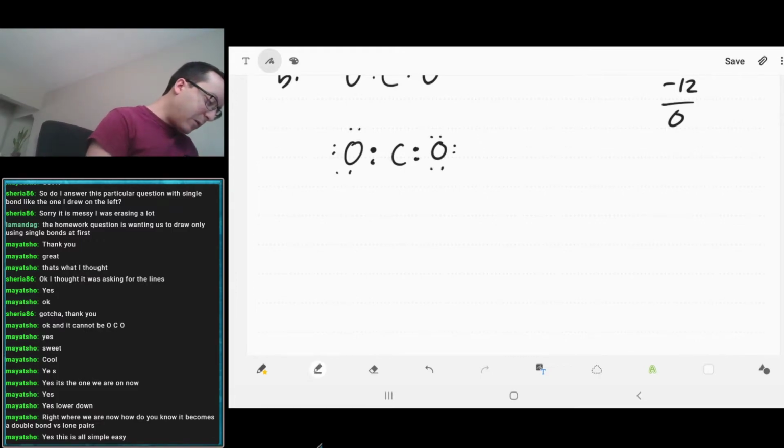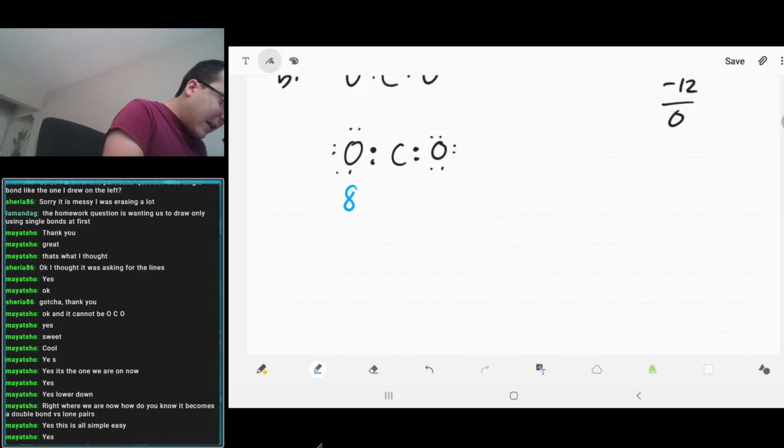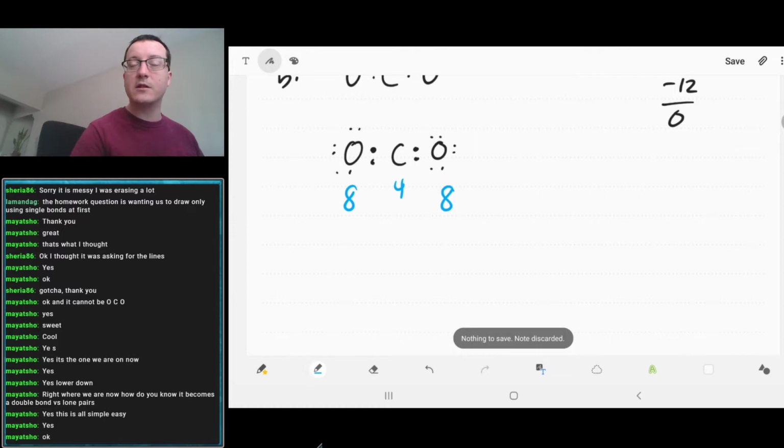So what we always want to do is check each atom in our Lewis structure. We want to make sure that they all have the right number of electrons that they want. So the oxygens, they both have 8 electrons. We can see we've got 2, 4, 6, 8 electrons on oxygen. Same thing on the other side. However, this carbon only has 4 electrons.